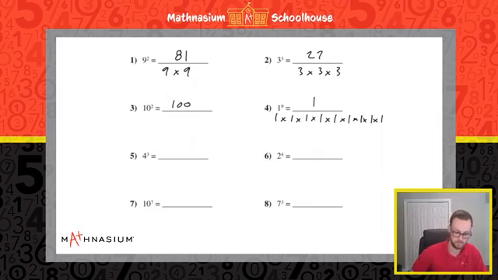Number 5. 4 to the third power. Very good, is 64. And 2 to the fourth power is what? 16. Nice job.